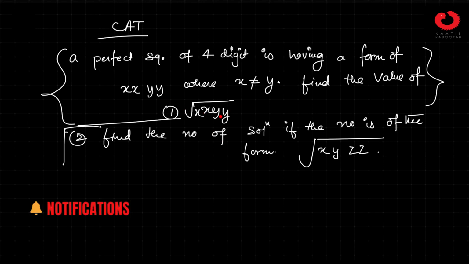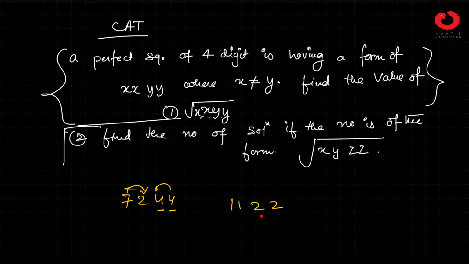The question says that there is a 4-digit number of the form XXYY. It means, suppose you are writing a number like 7244, then 44 is the same, but these two digits also have to be the same. So this number is something like 1122. These two digits are the same and these two digits are the same. It is a perfect square, it is 4-digit, and this is its form, and they are asking you the square root of this number.